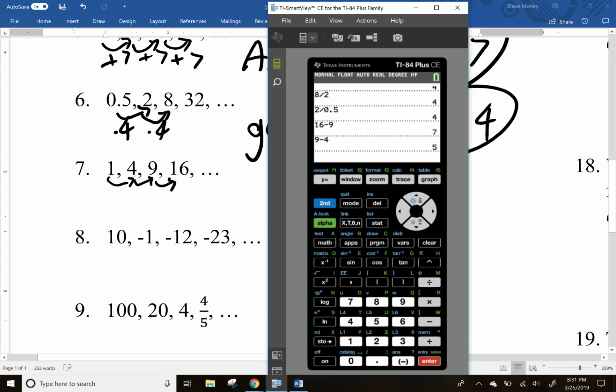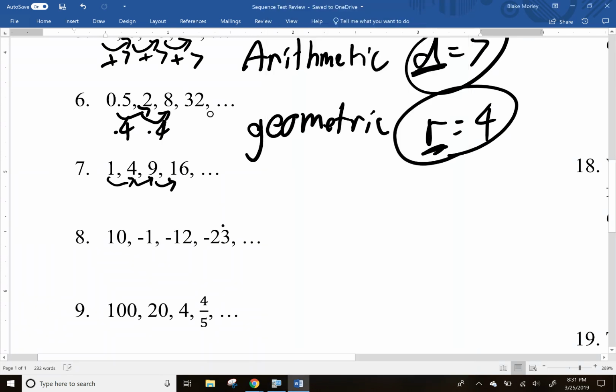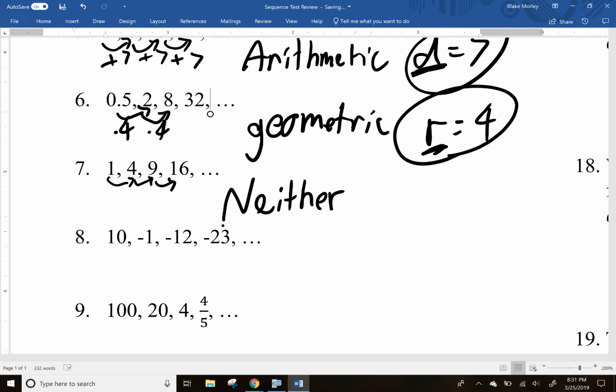So let's test geometric. Let's try dividing these instead. So 16 divided by 9 is 1.778, which is fine. Let's see what I get for 9 divided by 4. 9 divided by 4 is 2.25. So again, different numbers. So it seems that geometric is not working and arithmetic is not working. So this is neither of them. This is neither arithmetic nor geometric. So we'll just write neither.